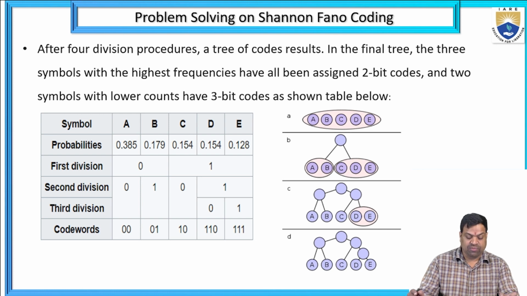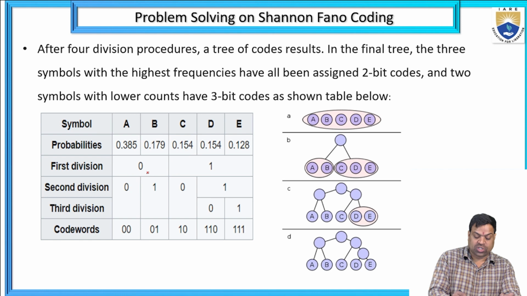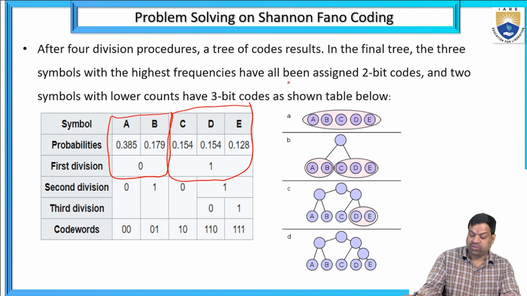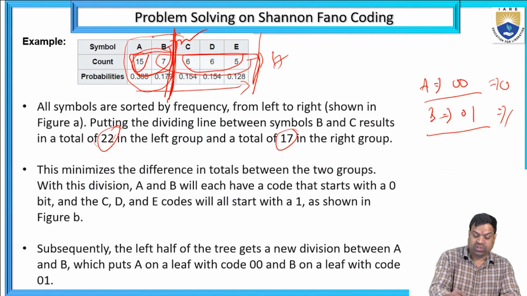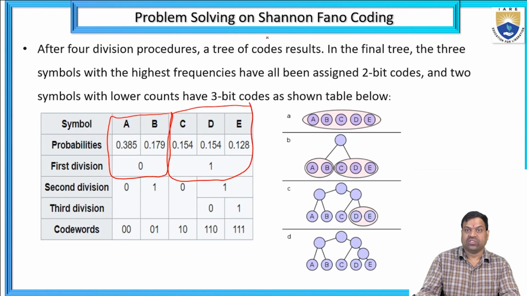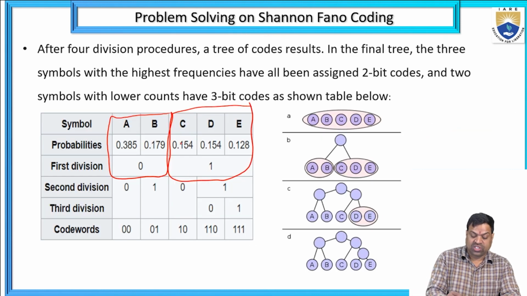A, B, C, D, E. Probability is 0.3, 0.1, 0.1, 0.1 and 0.1. First division, it is one question. In the discussion already, AB is one group, CD is another group. Here we already discussed that AB is one group, that is 15 plus 7, 22. CD is another group, that is 17 values. So this code value is 0, this is 1. So it is leaf 1 and it is leaf 2.